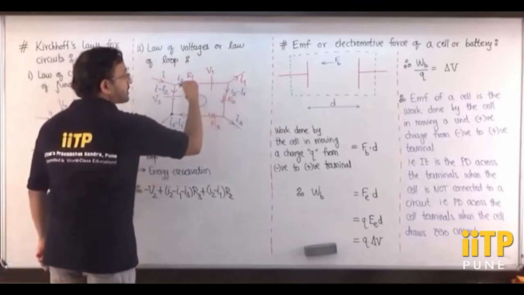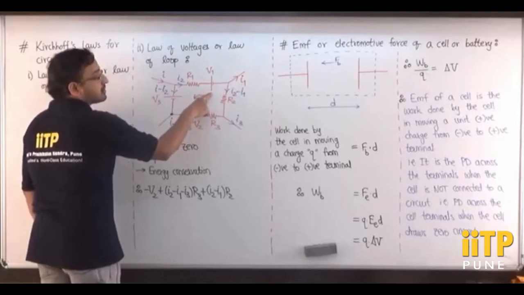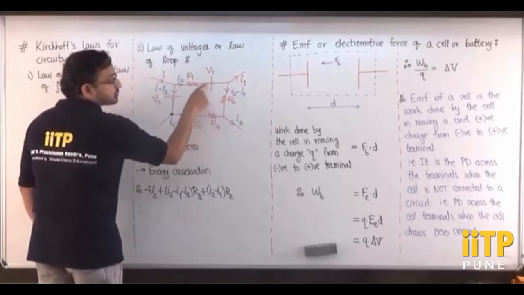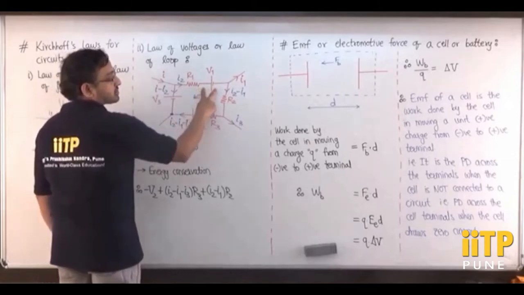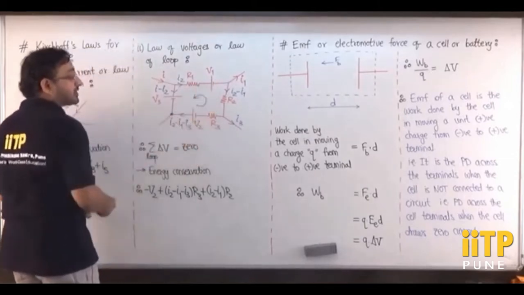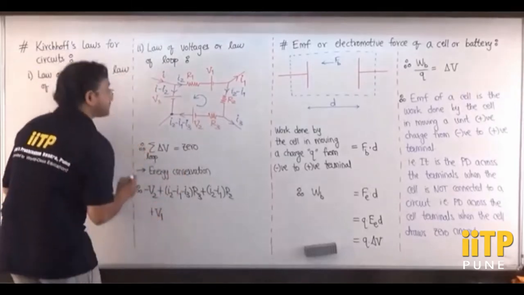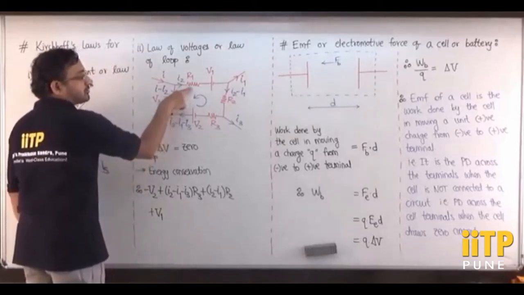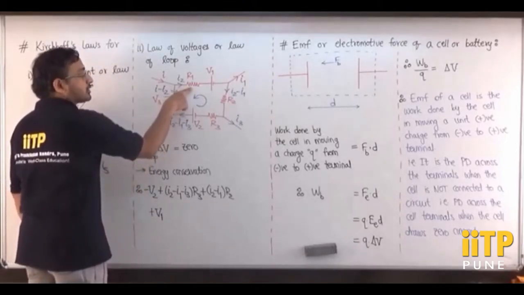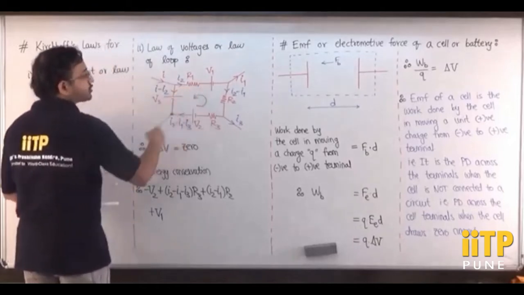Then I come to this branch, and I'm going over a cell, going from the negative to the positive terminal. Hence the potential difference, or the voltage across the cell, is considered positive. That will be plus V1. Then I go over a resistor R1, again in the direction opposite to the current, and therefore I have to take that as plus I2 R1.